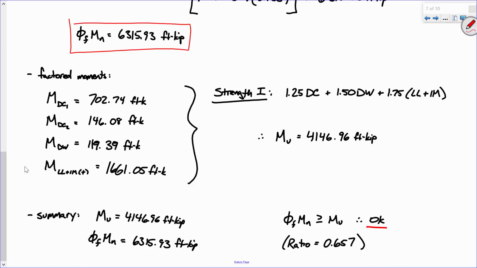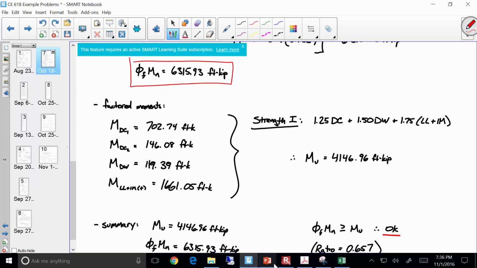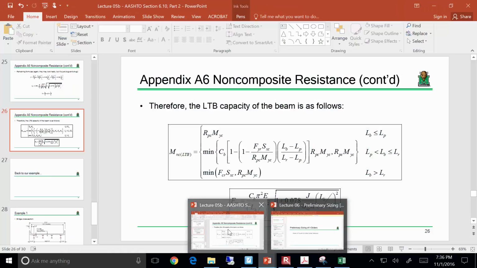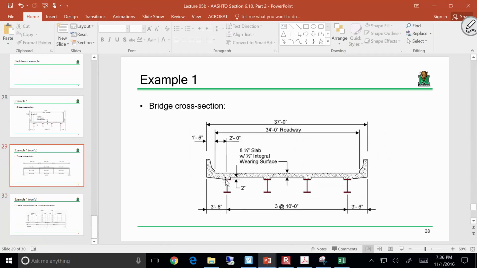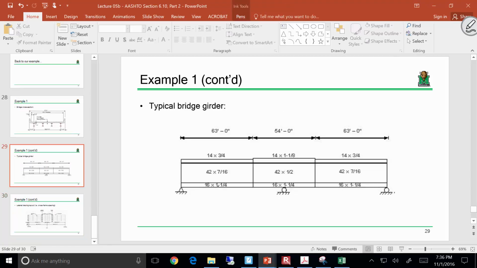Let me pull this up real quick. So here's our example. And look at this. We've got a top flange that's 14 inches wide and 3/4 of an inch thick. And we've got a web that's 42 inches deep. Where the heck did they come up with those numbers?